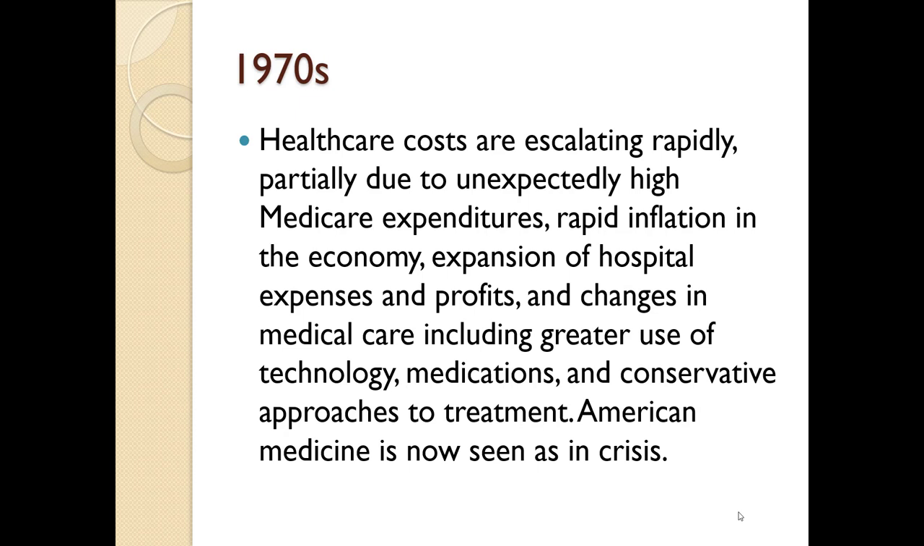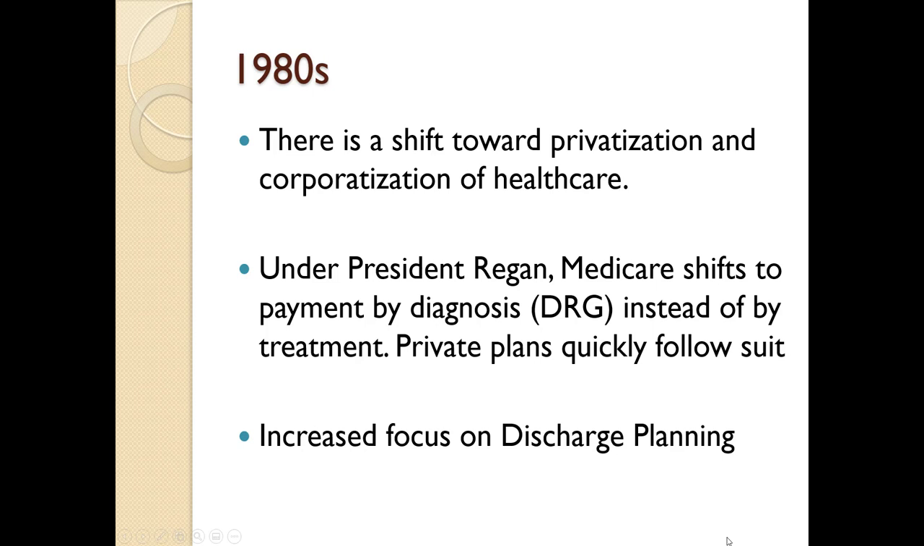So in the 1980s, there was a shift towards privatization and corporatization of healthcare. So the idea is if we get healthcare into the private sector, like corporations and companies, Apple's the private sector, Google's the private sector, so if we start creating a private sector for healthcare, then it's going to introduce competition and cost-saving measures and incentives for cost savings. So the idea is that this corporatization of healthcare will help to reduce some of the costs that are escalating.